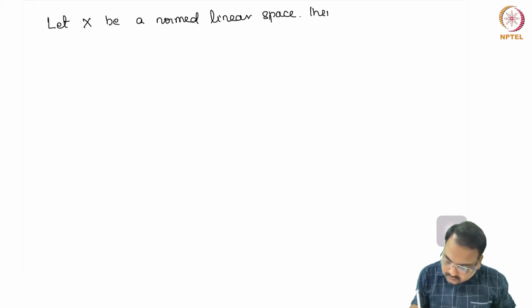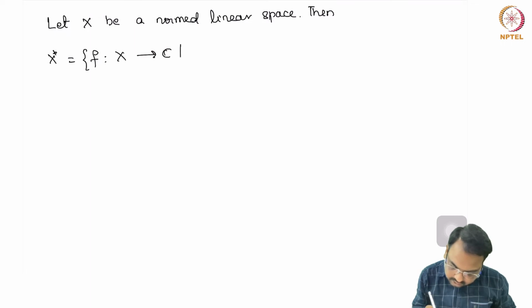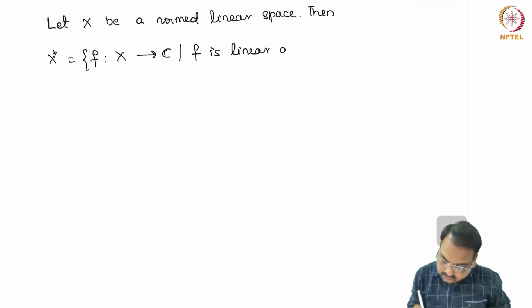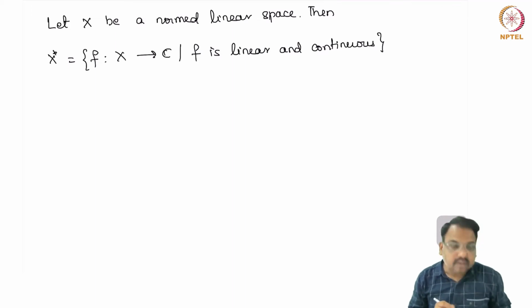Then we know that X star is the dual of X, that is, the set of all functionals from X into C such that f is linear and bounded or continuous. Okay. Now let us try to look at the weak topology generated by X star on X.